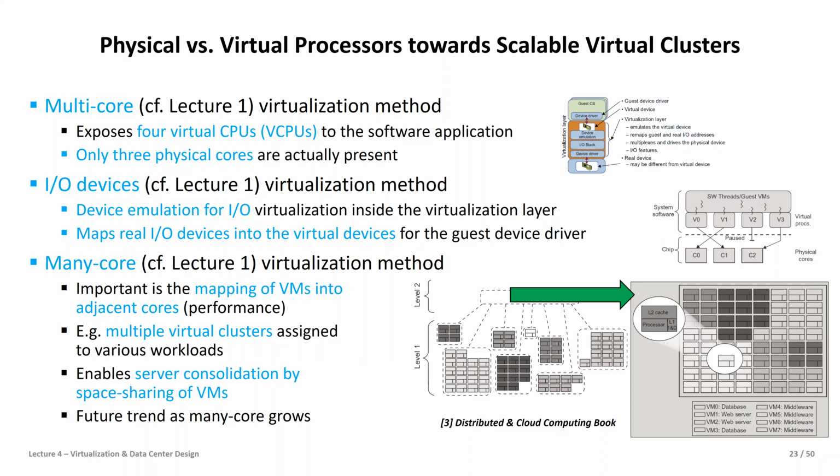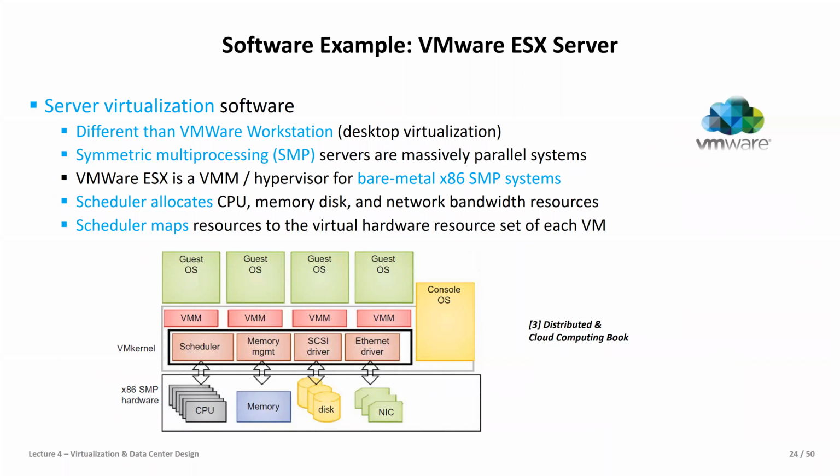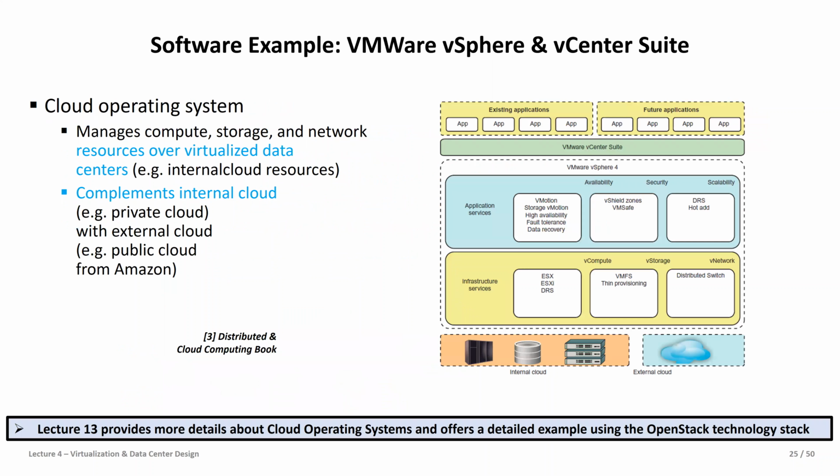The same is true for the large many-core installations we see today, with lots of interconnected GPUs. There, VMs need to be mapped into adjacent cores in order to have good performance using NVLink, things like that, which are important for GPU clusters. We will elaborate on this a little more in the deep learning lecture. So all of these are interesting topics and basically just examples here. This is a VMware ESX server. That is an example of how you can have a commercial solution for it.